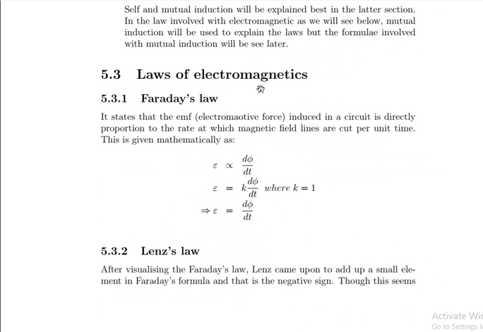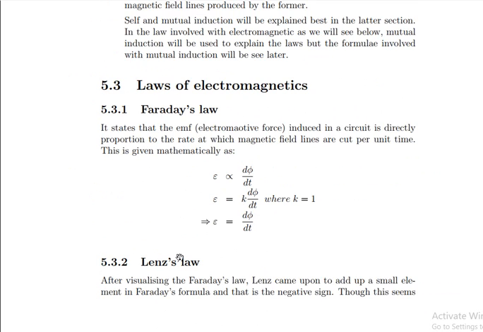Now, let's see the laws of electromagnetism. There are two main laws involved in electromagnetism. Number one, Faraday's law, and number two, Lenz's law. Faraday's law states that the EMF induced is directly proportional to the rate at which the magnetic flux linkage is being cut with respect to time, and this phi is representing the magnetic flux linkage. So the EMF is equal to K d phi over dt, where K has experimentally been shown to be 1. So EMF is equal to d phi over dt.